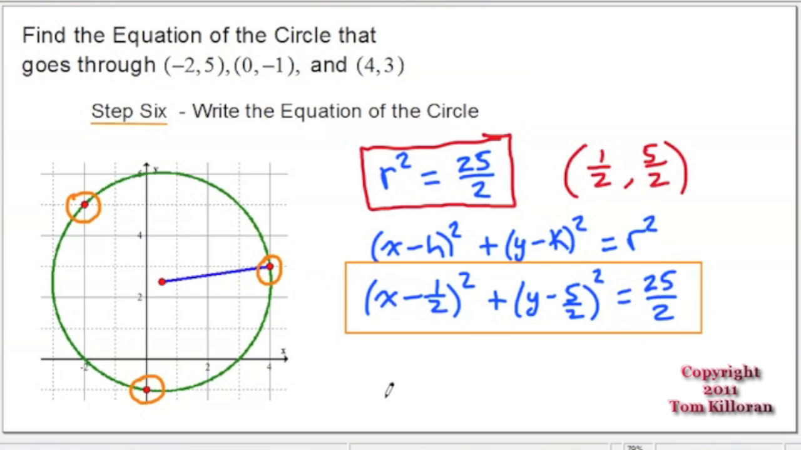Okay, that's it. So for extra credit, if you can come up with the equation of a circle starting with any 3 points that are non-collinear, non-vertical, non-horizontal, you get 10 points in the next test. Good luck.